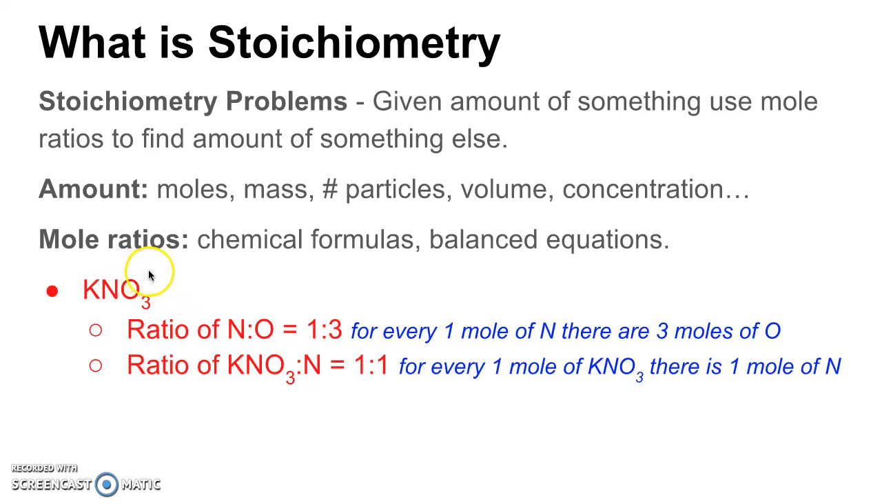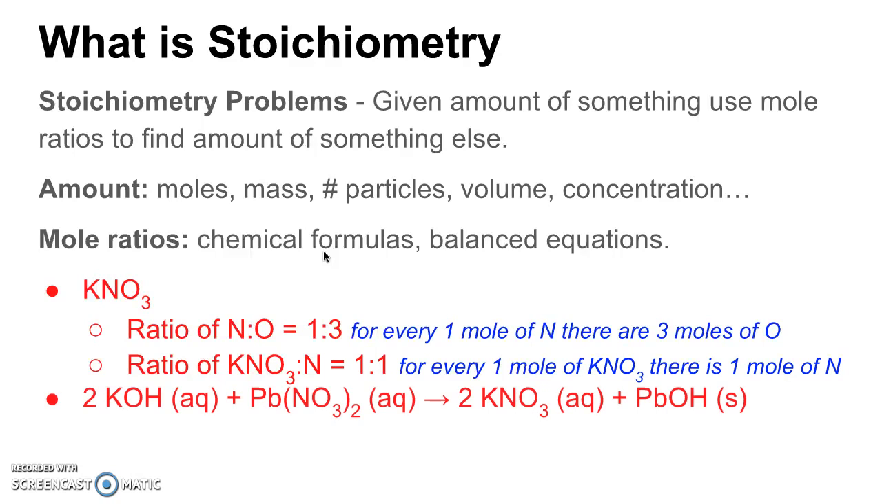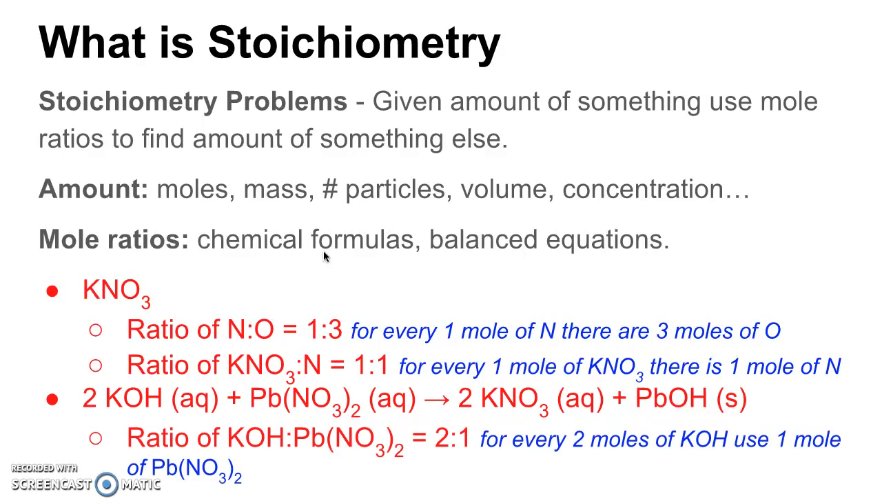Similarly, if you are looking at the entire compound and how many atoms are in that compound, for one potassium nitrate compound, there's one nitrogen atom. And again, you can scale it up: for 1 mole of potassium nitrate, there will be 1 mole of nitrogen atoms. Now, in the case where you're given a balanced equation, the mole ratios come from the coefficients, and we've seen those before. So, for example, the ratio of potassium hydroxide to lead 2 nitrate in this equation is a 2 to 1 ratio, and again, we can get those from the coefficients.